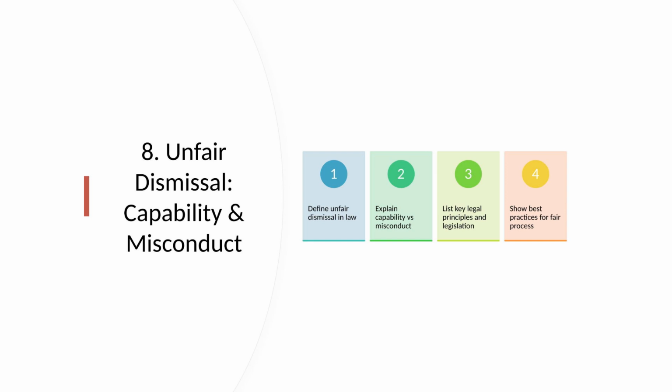Misconduct can be minor or gross. Gross can lead to summary dismissal. Fair treatment involves consistent policies, documentation, and appeals. Use ACAS Code of Practice and tribunal case studies to illustrate. Emphasize importance in post-merger scenario to prevent legal risk and protect morale during organizational transitions.